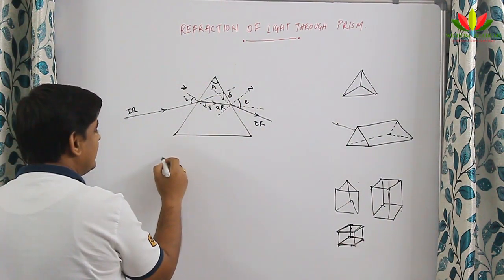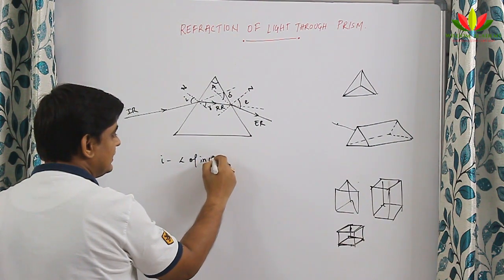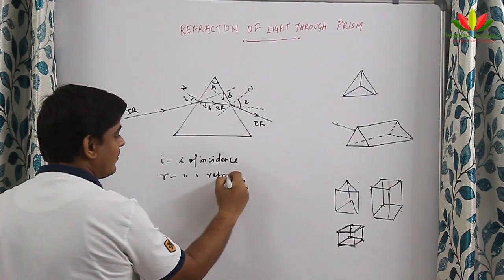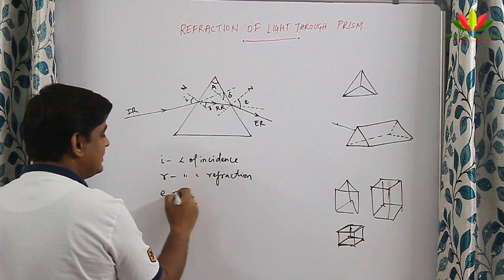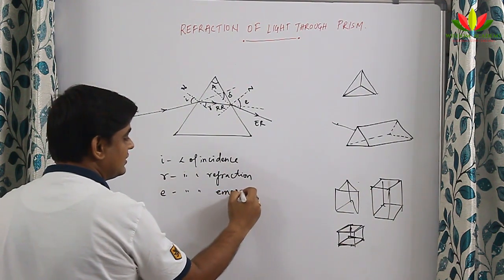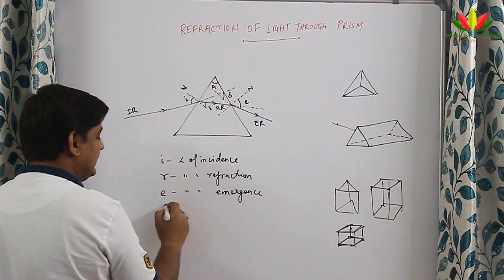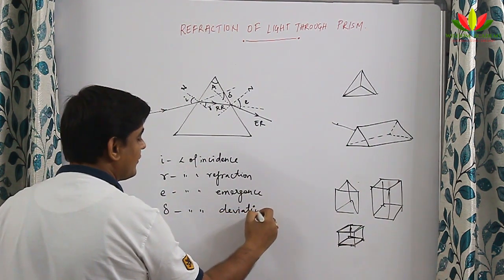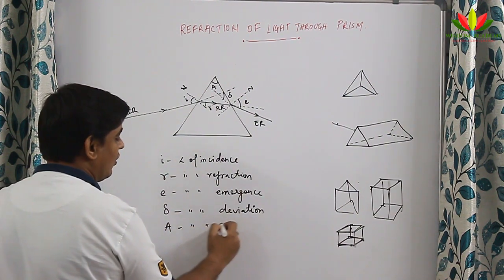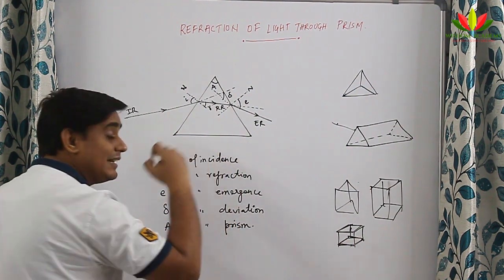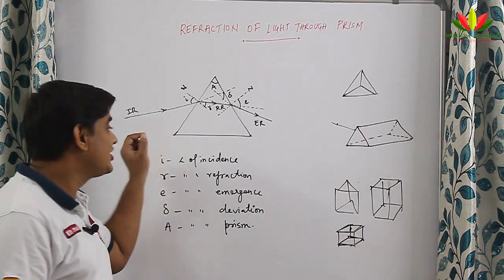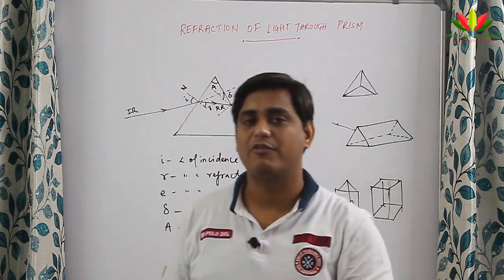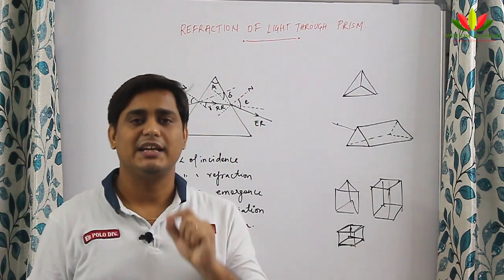So, i is the angle of incidence, r is the angle of refraction, e is the angle of emergence, delta is the angle of deviation, and A is the angle of prism. In higher classes you will learn about the relationship between all these quantities. What is the relationship between incident ray, emergent ray, angle of deviation and angle of prism? You will learn this in the higher standards.